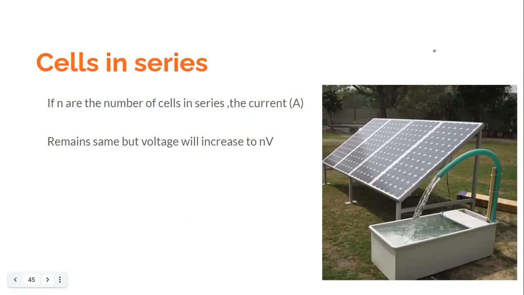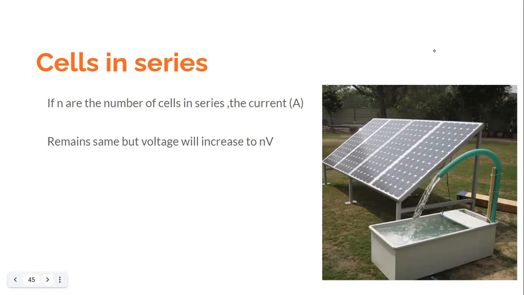If the cells are connected in series, let us say each cell is 2.5 watt and you are connecting 4 cells in series, and it is of a certain voltage. Then the output is going to increase, no doubt about it. Even if you are connecting in series or parallel, the output is going to increase, but in series the current would remain the same and voltage will increase. So this has to be kept in mind.